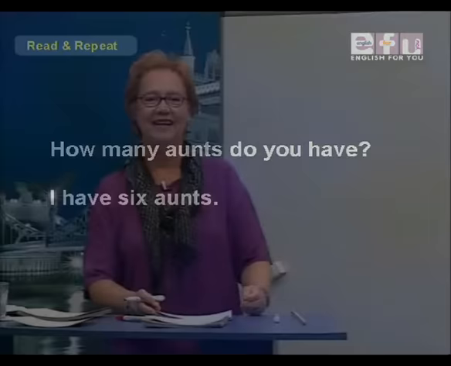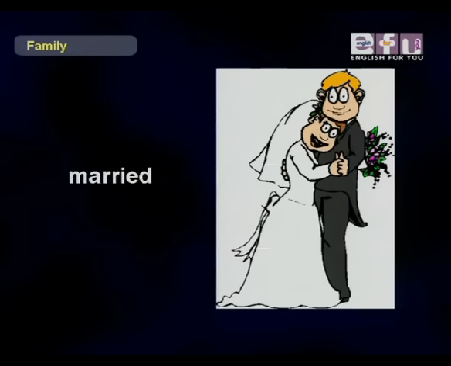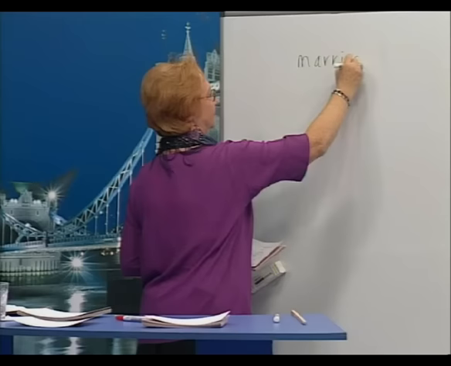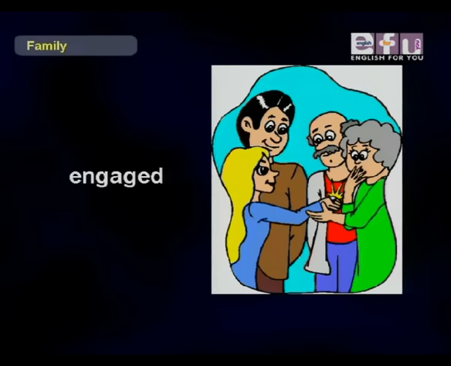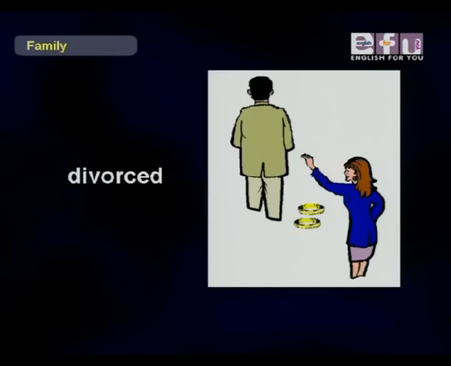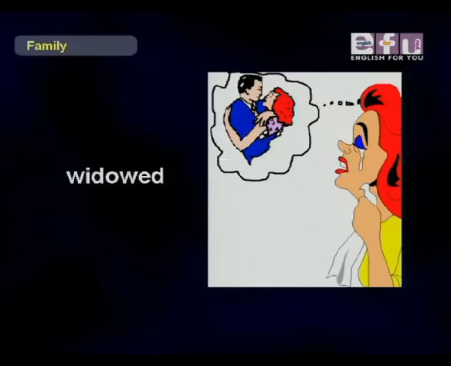Let's talk about some more vocabulary for family members. Now here we go. Married, okay, I'll show you these in a minute. Single, engaged, divorced, and widowed.